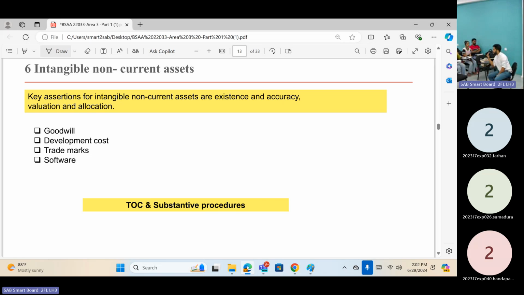So that should be technically feasible. There should be intent to continue this asset. So then the value should be reliable. Those types of 6 criteria are there. You can go through that.